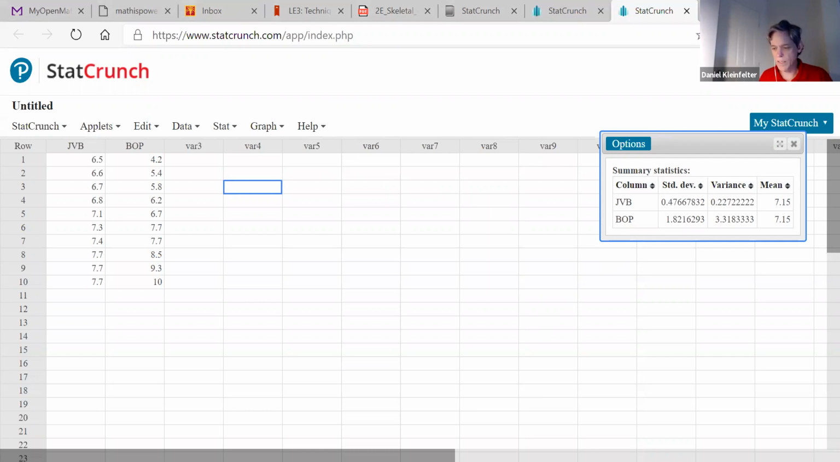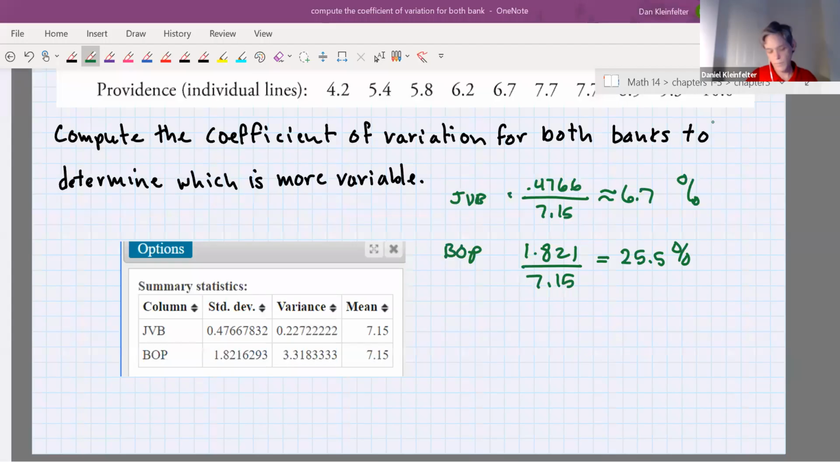Okay, so then we've got a standard deviation for Jefferson Valley Bank of 0.4766. And then the mean, this example actually isn't that exciting because the two means are the same. But that's okay. We'll go with the calculation anyways. So Bank of Providence had a standard deviation of 1.821. So let's go ahead and calculate those two coefficients of variation.